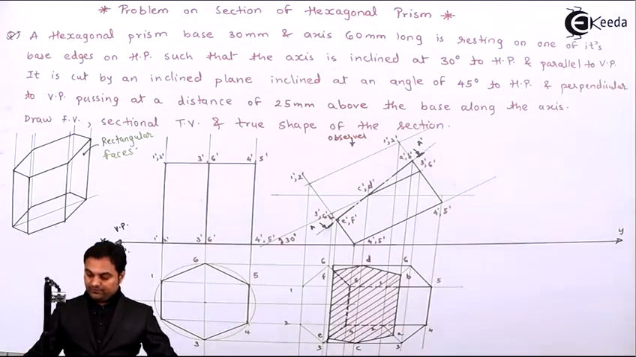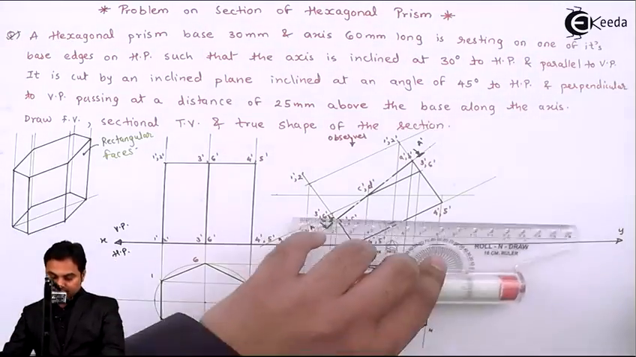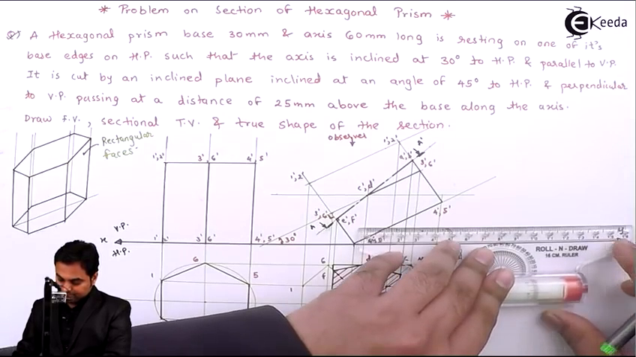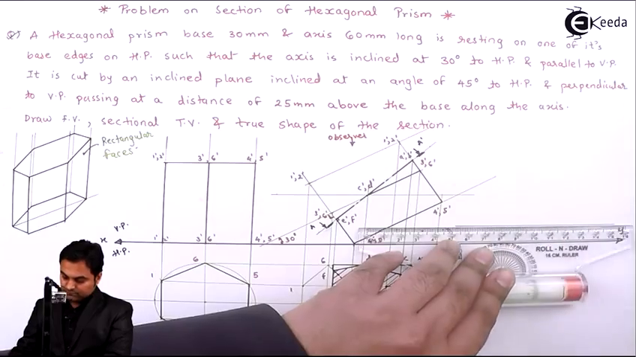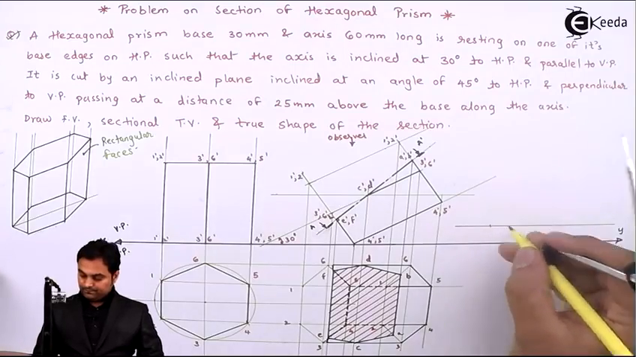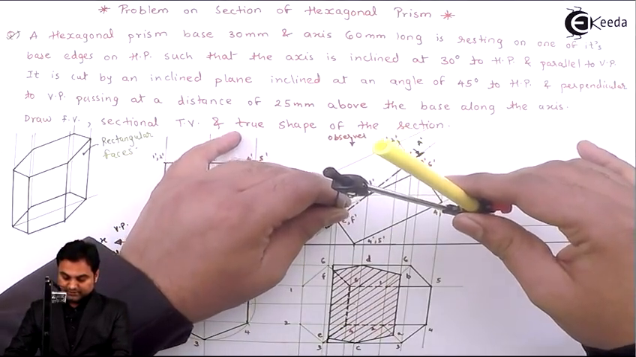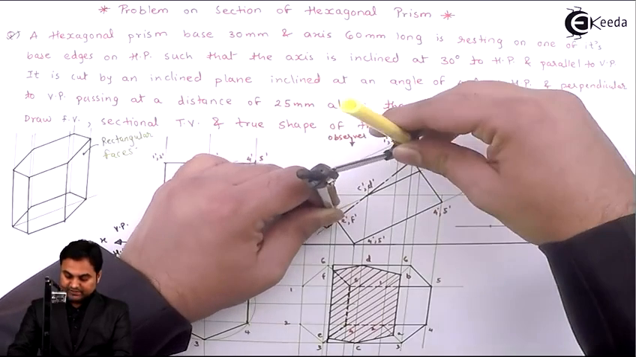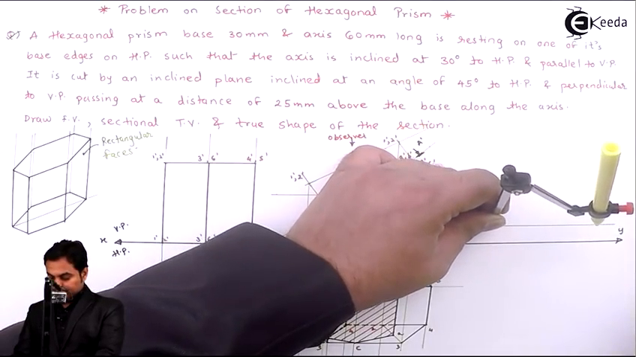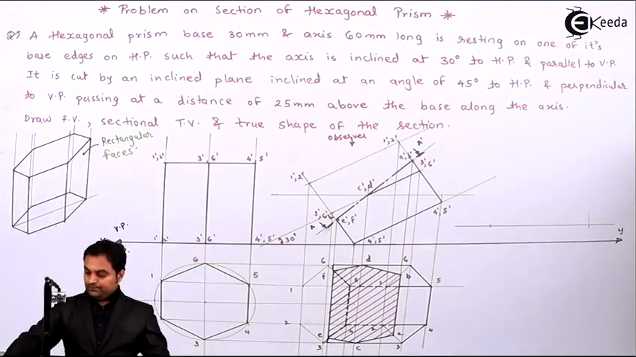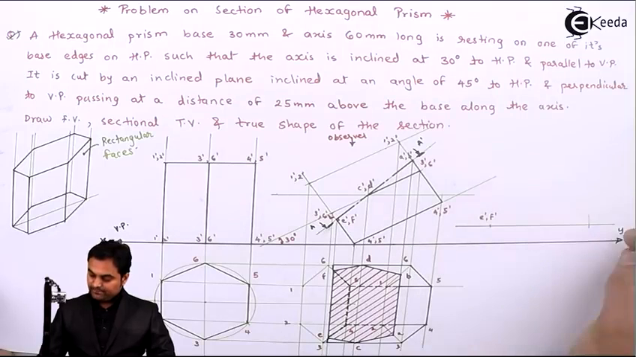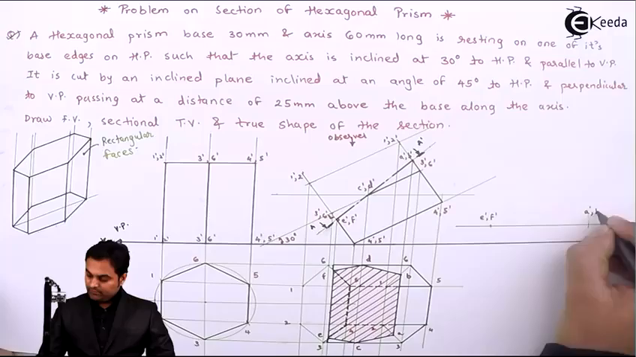Then I have to draw the true shape of the section. For that, I'll make this cutting plane parallel to HP or XY line. Measuring the distance of the cutting plane, that is where it is in contact with the hexagonal prism, from E dash F dash up to A dash B dash, it is in contact. So keeping here, I'll say this is E dash comma F dash, this is A dash comma B dash.